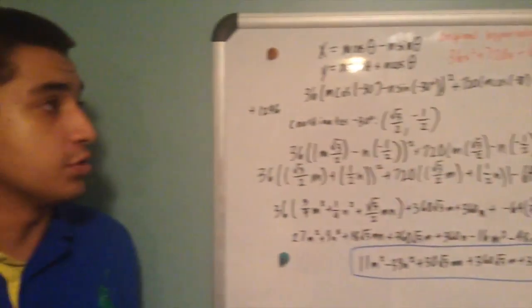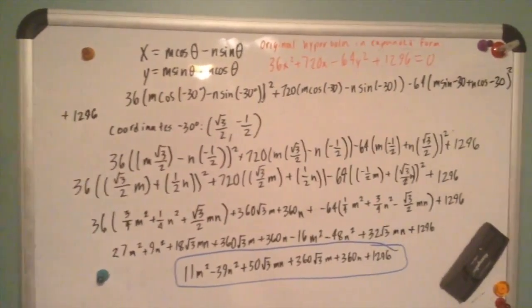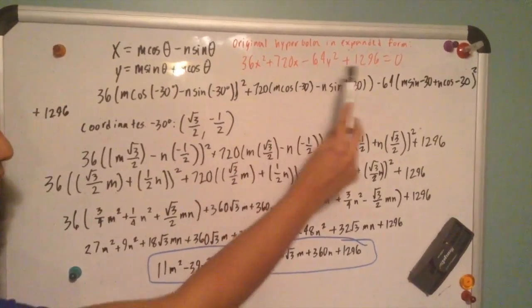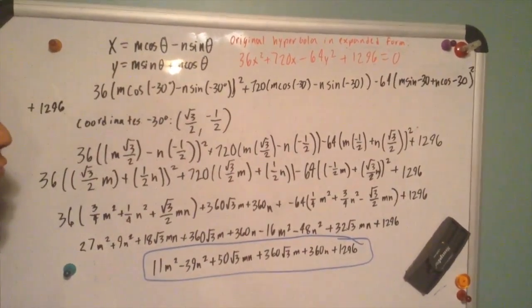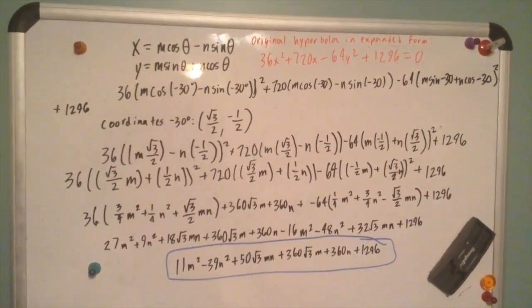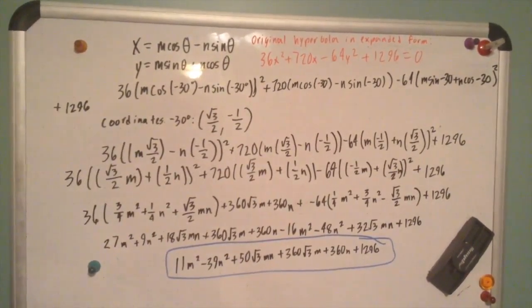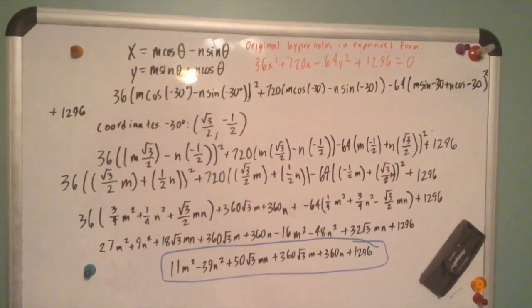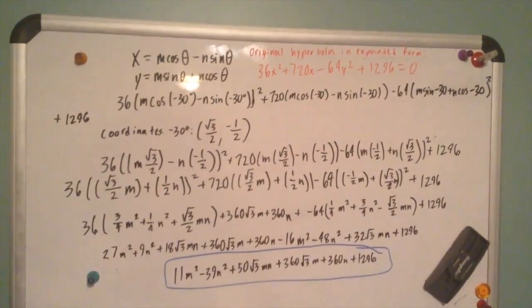Okay, Mr. Roach, so we're doing 1D, which is the rotated hyperbola. As you can see right here in red, I have my original hyperbola in expanded form: 36x squared plus 720x minus 64y squared plus 1296 equals 0. In order for us to make this into rectangular form, we have to use our parametric equations.